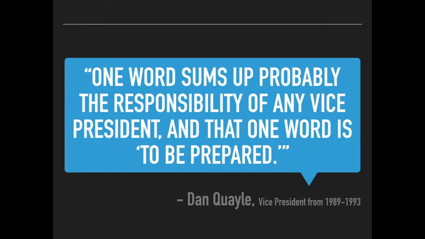Our quote for this video comes from Dan Quayle. He was the Vice President under George H.W. Bush from 1989 to 1993. And he said one word sums up probably the responsibility of any Vice President, and that one word is to be prepared. What do you think? Do you agree or disagree with Dan Quayle? Let's look at the facts.